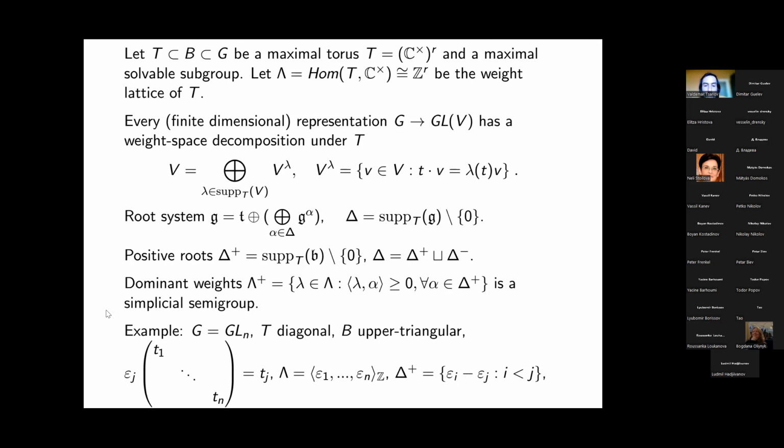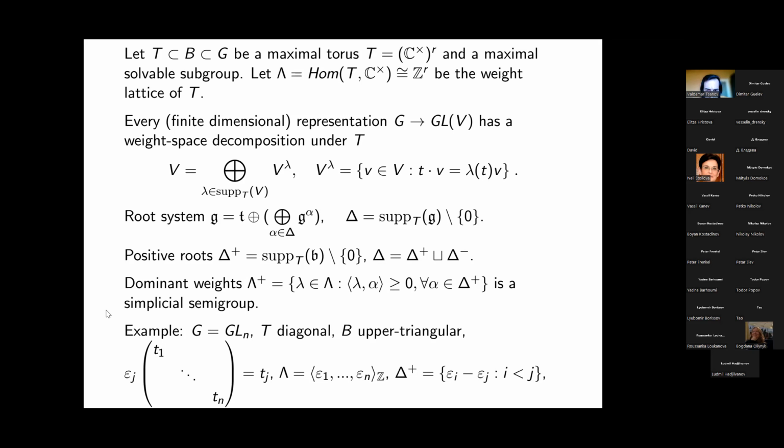This is GL_N, where T is diagonal and B upper triangular. And the character lattice is generated by these epsilons, epsilon j, just pulling out the jth coordinate. And the roots are the differences. The root spaces are just the one-dimensional spaces generated by the unit matrices, where we have only one at the ijth place and zeros elsewhere.